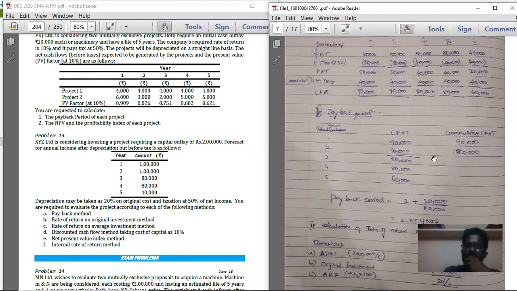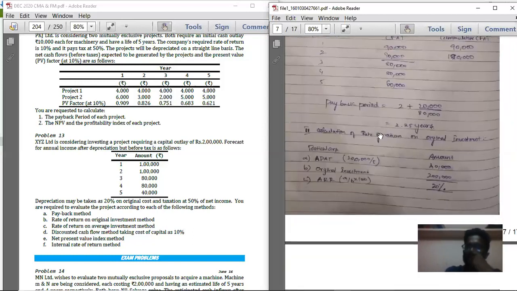So 2 plus, what is the leftover amount? 2 lakh minus 1,80,000, that is the numerator, 20,000. And what is the CFAT of the next year, that is 80,000. So 20,000 divided by 80,000 is 0.25. So 2 plus 0.25, that is 2.25 years. That is the payback period.